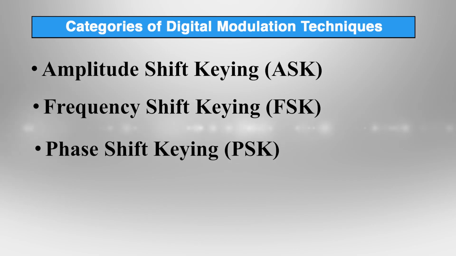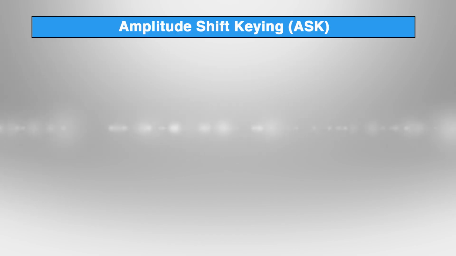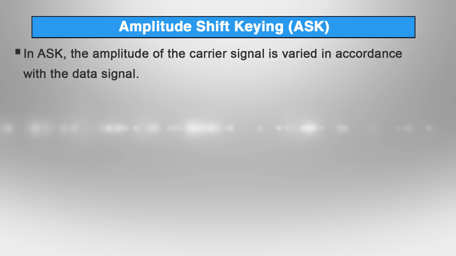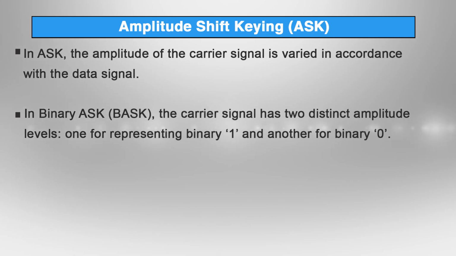Detailed overview and comparison of digital modulation techniques. First one is amplitude shift keying. Amplitude shift keying is one of the simplest digital modulation techniques. In ASK, the amplitude of the carrier signal is varied in accordance with the data signal. In binary ASK, the carrier signal has two distinct amplitude levels, one for representing binary 1 and another for binary 0. ASK can be visualized as a waveform where the amplitude of the carrier signal changes according to the binary data being transmitted.